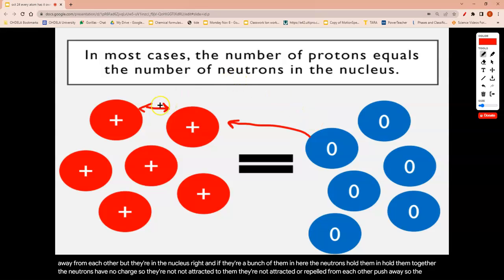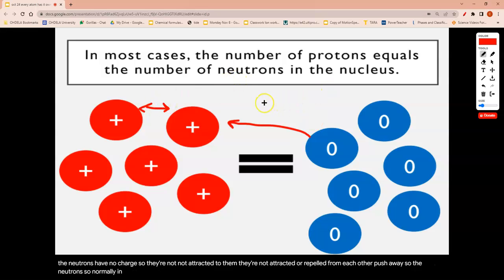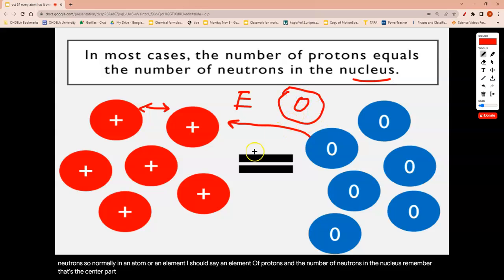So normally in an atom, or an element, I should say, the number of protons and the number of neutrons in the nucleus, remember that's the center part, are equal, the same number. So you have 1, 2, 3, 4, 5, 6 here. You have 1, 2, 3, 4, 5, 6 here. But there is an exception.